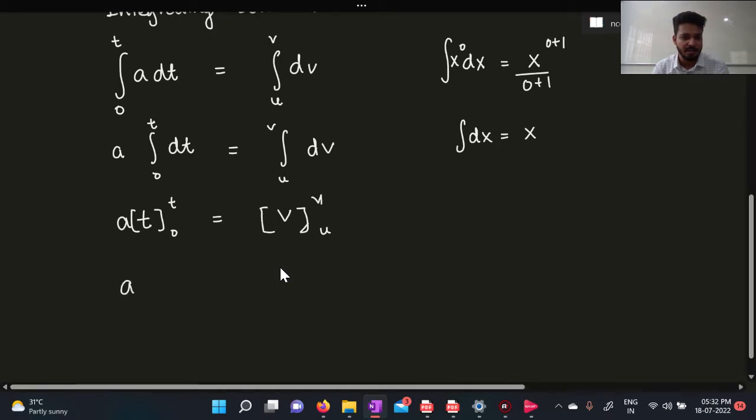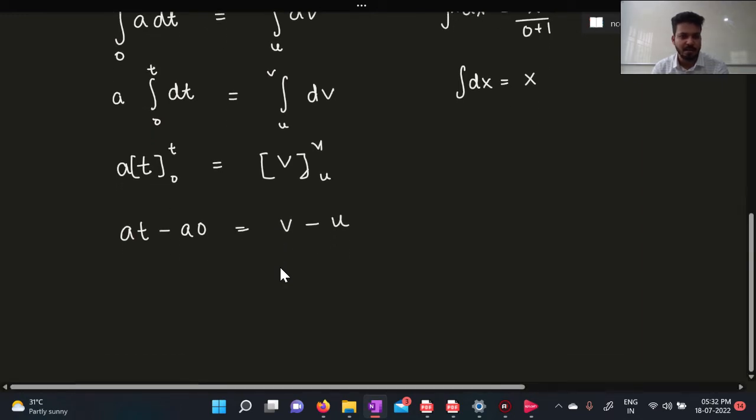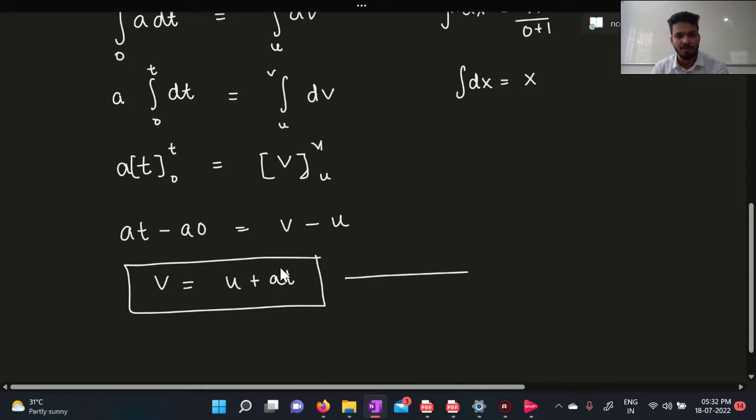So on the left hand side you will have at minus a0, and on the right hand side you will have v minus u. If you simplify this, a into 0 becomes 0, and you end up with the equation v is equal to u plus at, which we were looking for. This is the first equation of motion.